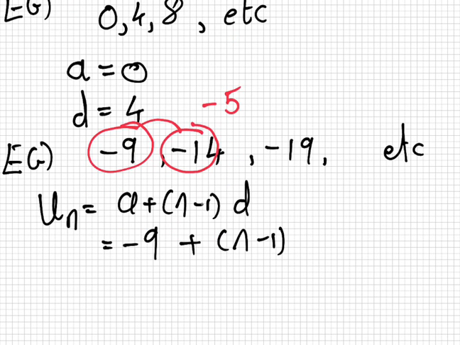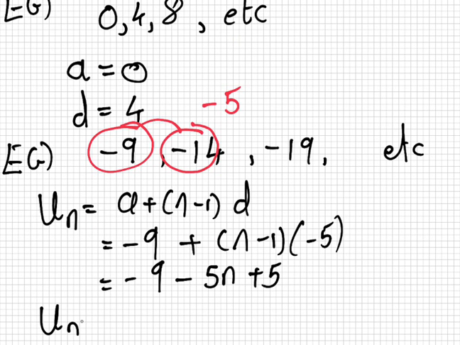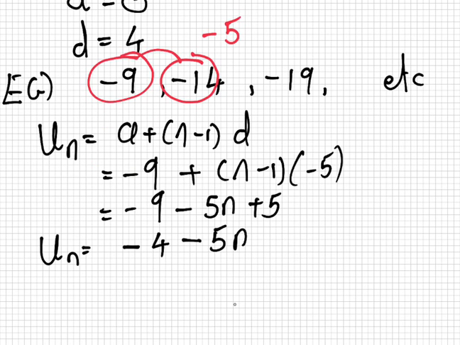So we have minus 5 here. You should multiply this out. In the exam they would expect you to. Minus 9 minus 5n plus 5. So un would be minus 4 minus 5n.